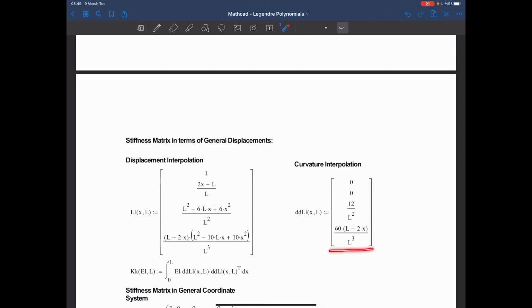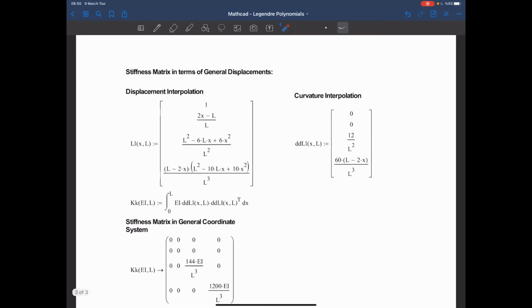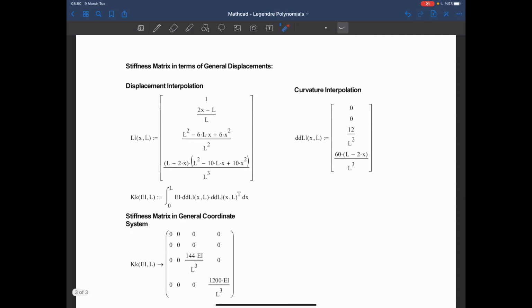But here, for visual purposes, I define the curvature interpolation as a vector. So I just reverse the multiplication here. When you evaluate that expression symbolically, this is what we get. So what this matrix is telling us is as follows. Remember that our first mode of deformation is the rigid body translation. There's no resistance to it in this member. The second one is the rigid body rotation, no resistance. The third represents the resistance of this member to symmetrical bending.